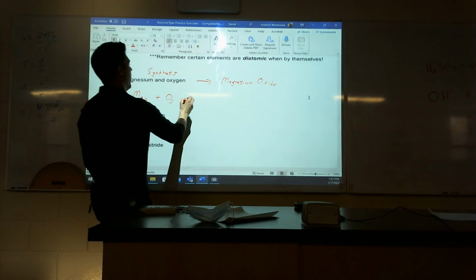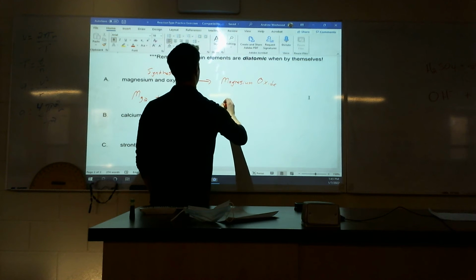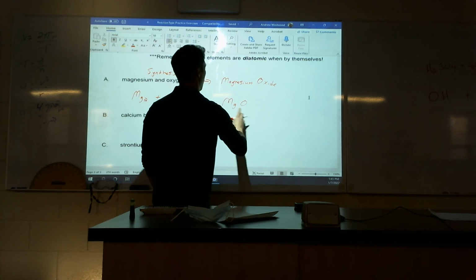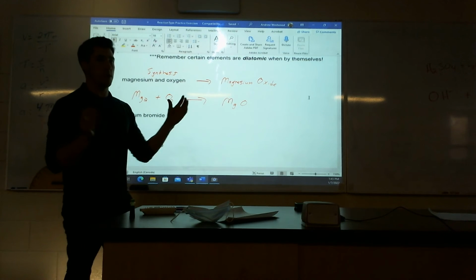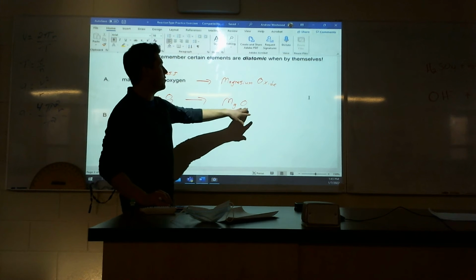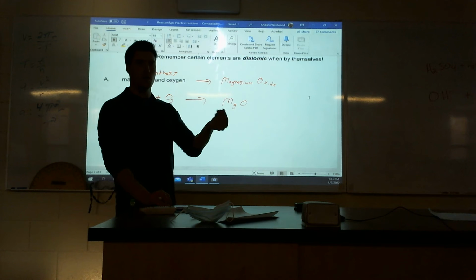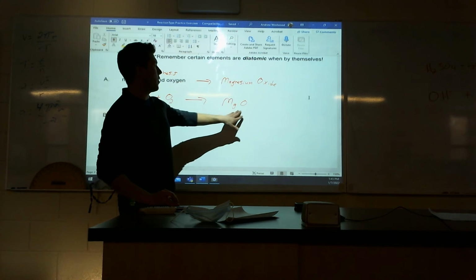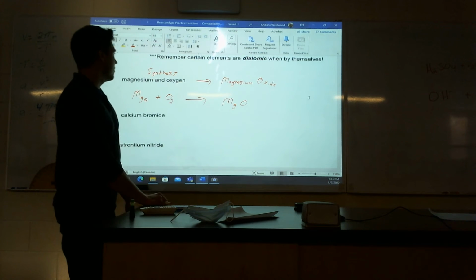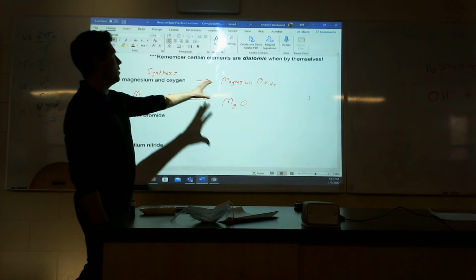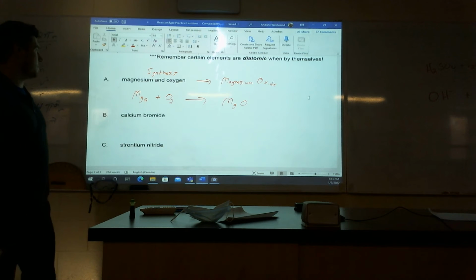Now after, it's going to be magnesium oxide, so Mg and O, and I have to check the periodic table to see how these two things join. Luckily, magnesium and oxygen join in a 1-to-1, and so I can just leave it like this. So that is a fully done answer, a fully done question.